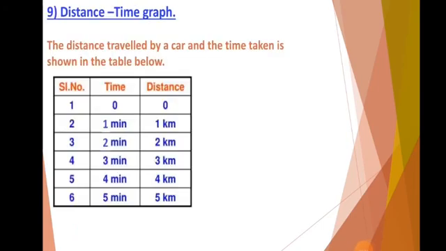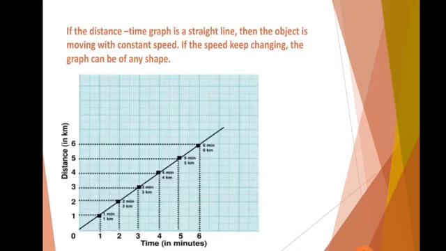So now let us see how to plot these distance time graphs. While plotting graphs, we always plot the independent variable, that is the one which we are changing, on the x-axis, and the dependent variable, that is the one which we are measuring, on the y-axis. Now in this table, we are changing the time and the distance traveled by the car is given. So here the graph will be as follows. So you can see this is how we plot a graph where we have taken time in minutes on the x-axis and distance in kilometers on the y-axis.